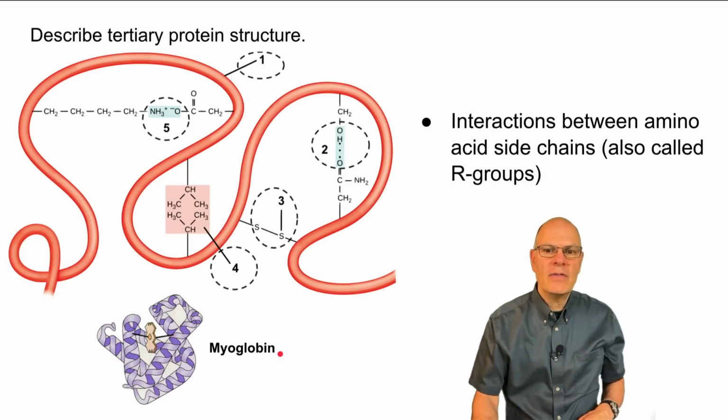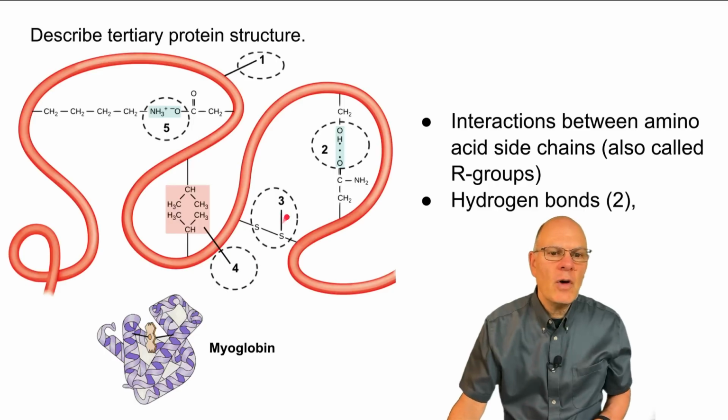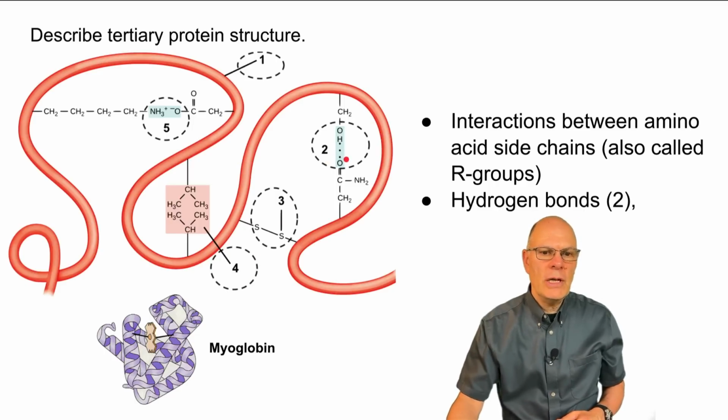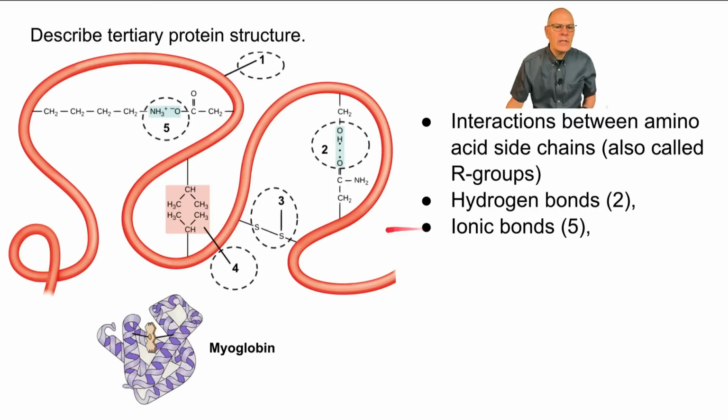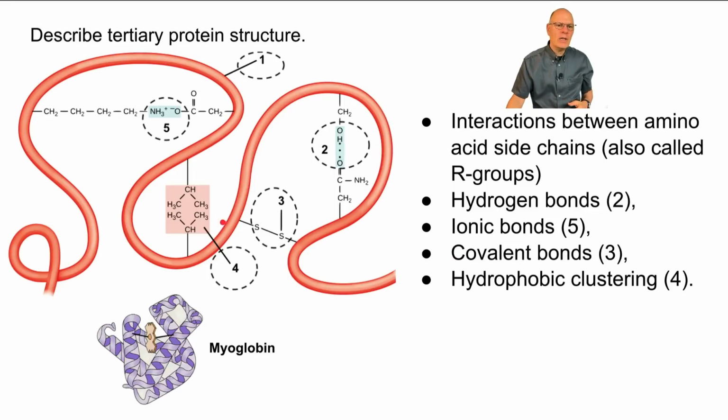Tertiary structure involves interactions between the side chains or the R groups. And there are a couple to know about. First of all, there are hydrogen bonds, shown at number 2. There are ionic bonds that are shown at number 5 over here. There are covalent bonds, which are shown at number 3. That was between two sulfhydryl groups, another one of the functional groups. And this is a covalent bond that's very important in really tightly holding that protein into a specific shape. And then finally, you have what's called hydrophobic clustering, where non-polar side chains will cluster together, avoiding water.